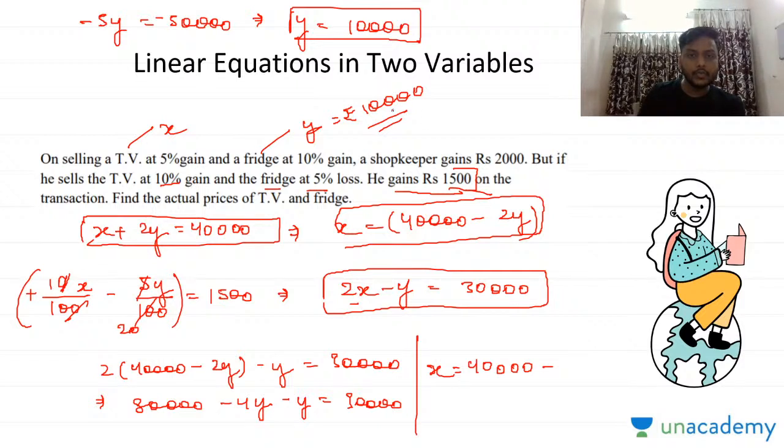40,000 minus 2y. 2y is what, guys? 2y is 2 into y, that is 2 into 10,000, and 2 into 10,000 is 20,000. So this is what you'll be having, correct? From here you will be able to get x is equal to what? X is equal to 40,000 minus 20,000, that is 20,000. Am I clear, guys? You got it?